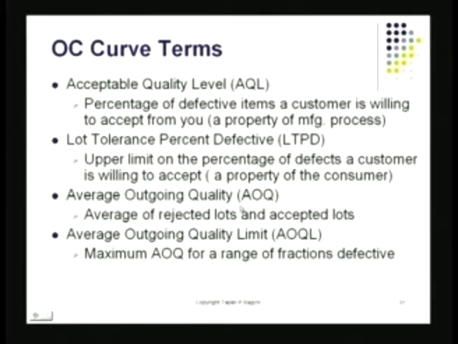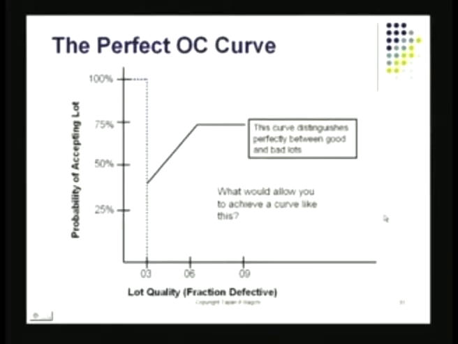Then there is some other term called AOQ, average outgoing quality. I'm going to show you what that quantity is. And of course, there is a limit on that AOQ also, which is called AOQL. That also I'm going to show you. So in fact, we know what AQL is. We know what LTPD or RQL is. They are the same terms. And I'm going to explain to you what AOQ is and what AOQL is.